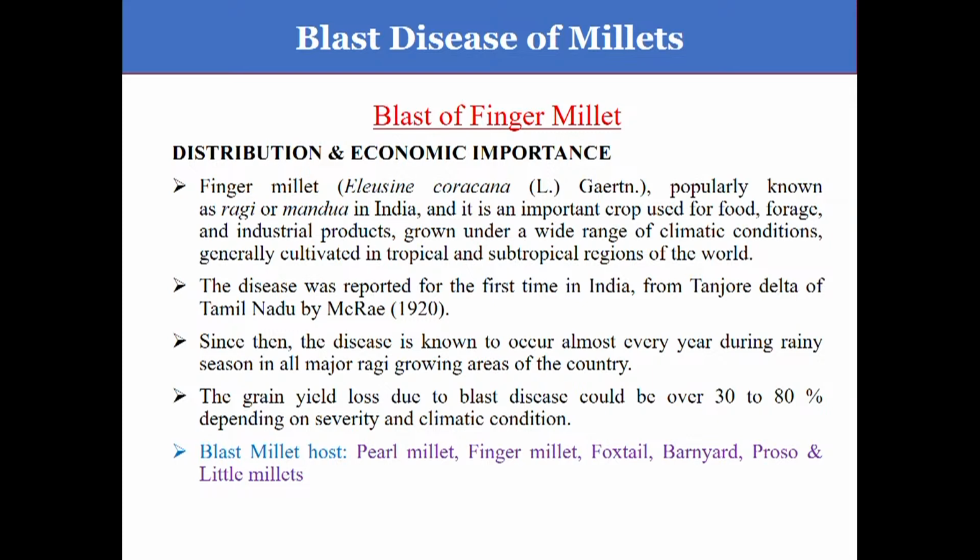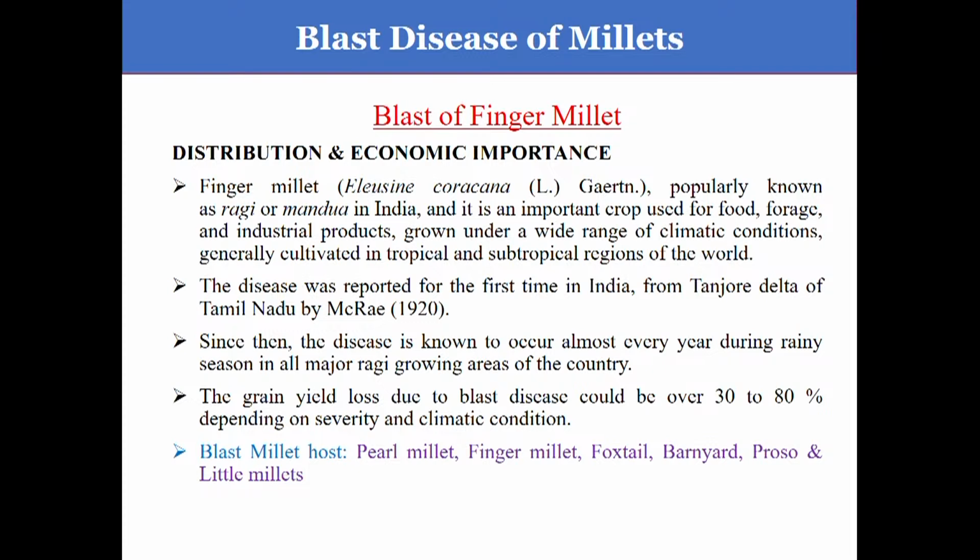Finger millet is also known as ragi or mandua in India, and it is an important crop used for food, forage as well as industrial products. It is grown under a wide range of climatic conditions and is generally cultivated in tropical and subtropical regions of the world.